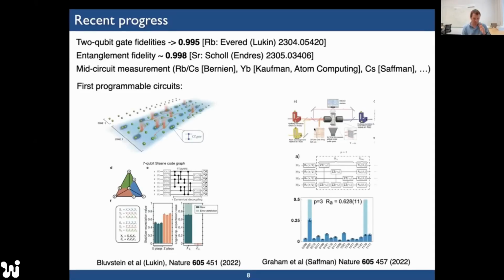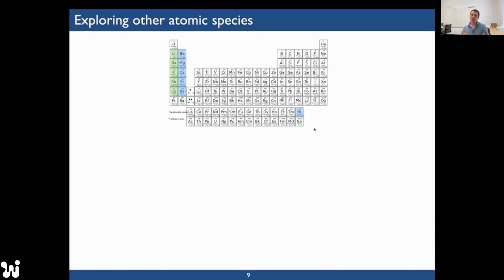And also the Lukin collaboration at Harvard and Mark Saffman's group at the University of Wisconsin-Madison have also demonstrated in the last year the first, what I would call programmable quantum circuits, where they have many qubits and they can specify a sequence of gate operations and run them. So all of this just in the last year or two makes it a really exciting time for neutral atom quantum computing. So I'm going to switch gears now and tell you about the work that we do in my group and where that comes into the field.